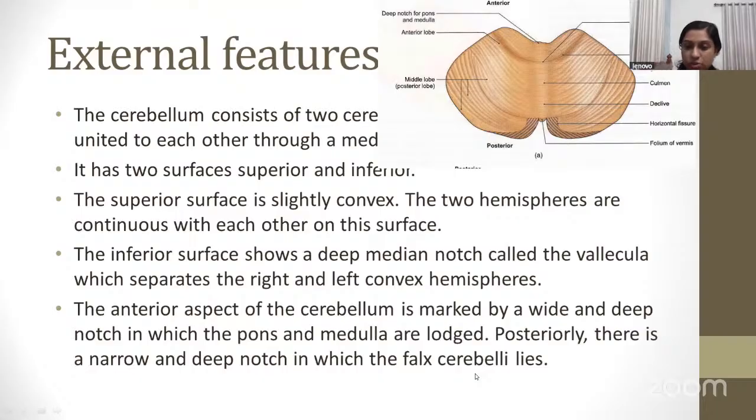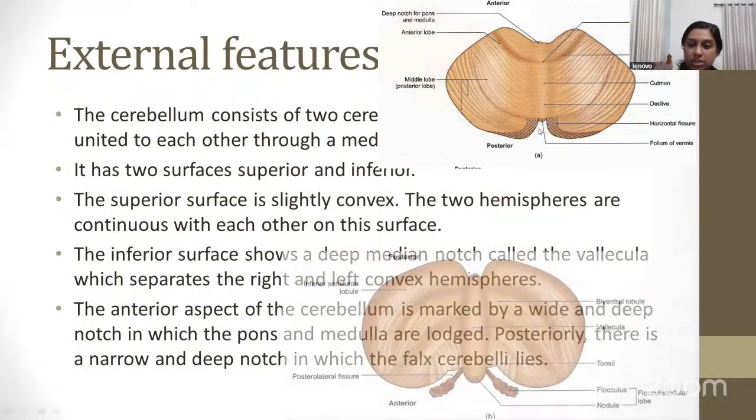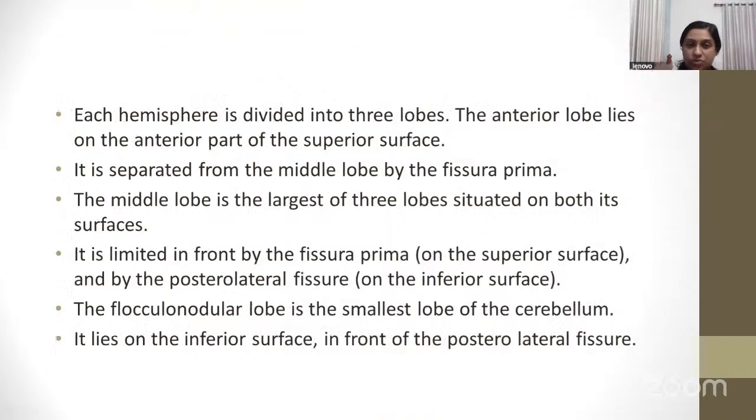In order to accommodate that small structure, the deep fissure is seen in the posterior aspect of the cerebellum. So that's the importance of the grooves. These are the surface features. We have two cerebellar hemispheres, and in between we have the vermis. The vermis has different parts also. Anteriorly a shallow and wide groove accommodates the pons and medulla, and posteriorly, to accommodate the falx cerebelli, we have a narrow and deep groove. So that's about the external features of the cerebellum.